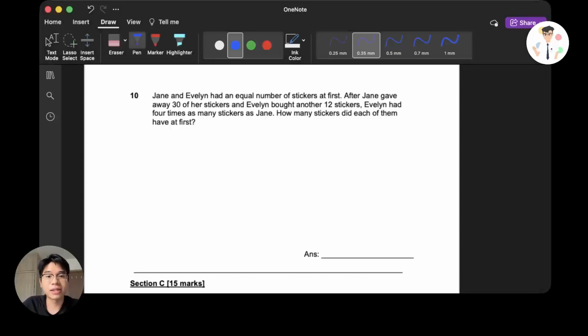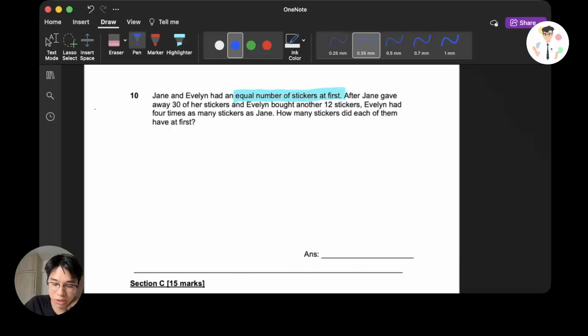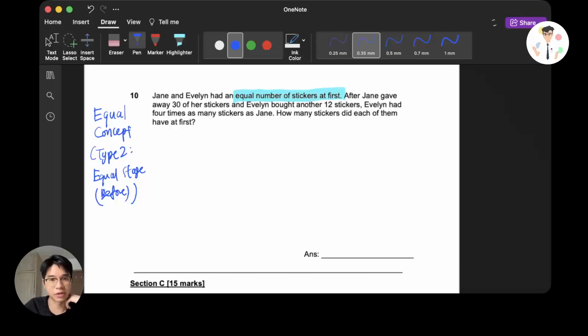It says that Jane and Evelyn had an equal number of stickers at first. When you see the words equal number of stickers at first, immediately you should know this is the equal concept. And which type? Type 1, type 2 or type 3? You should know it's type 2, right? Because this is the equal stage and this is before. Very obvious, right?